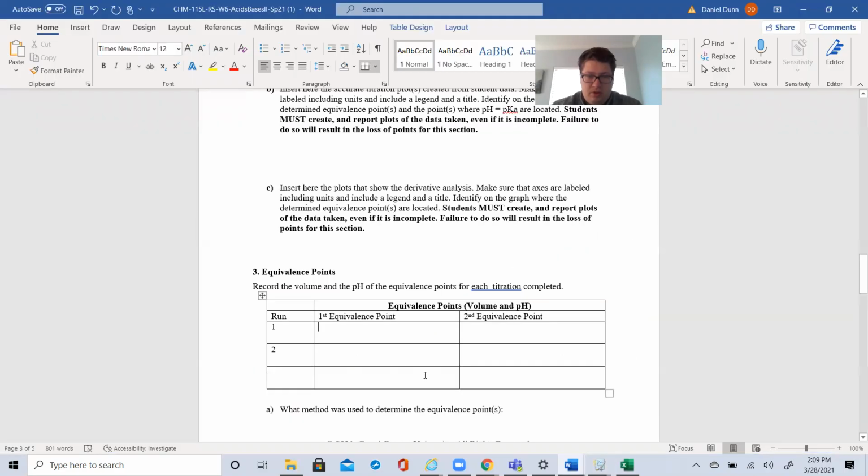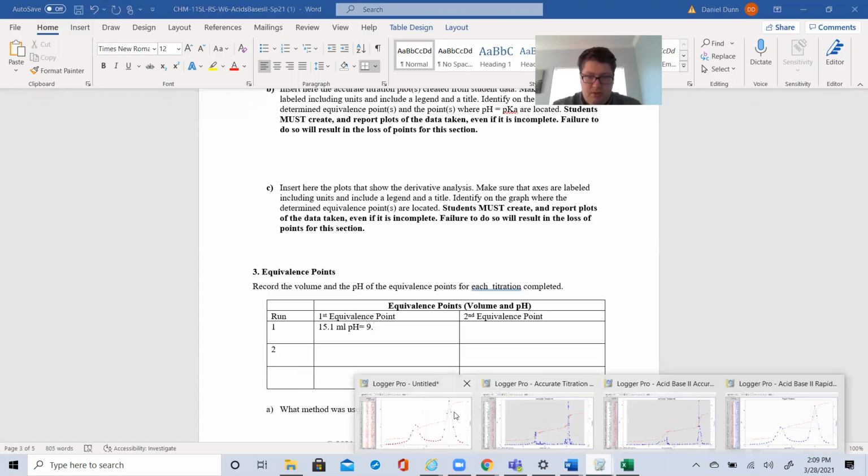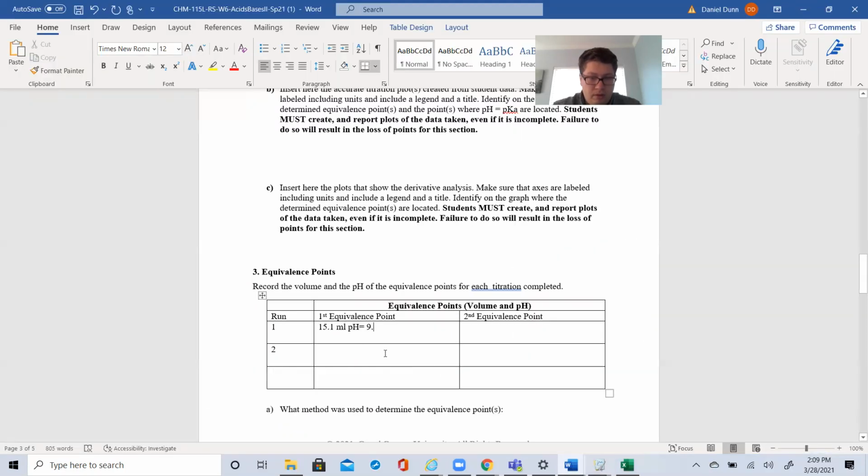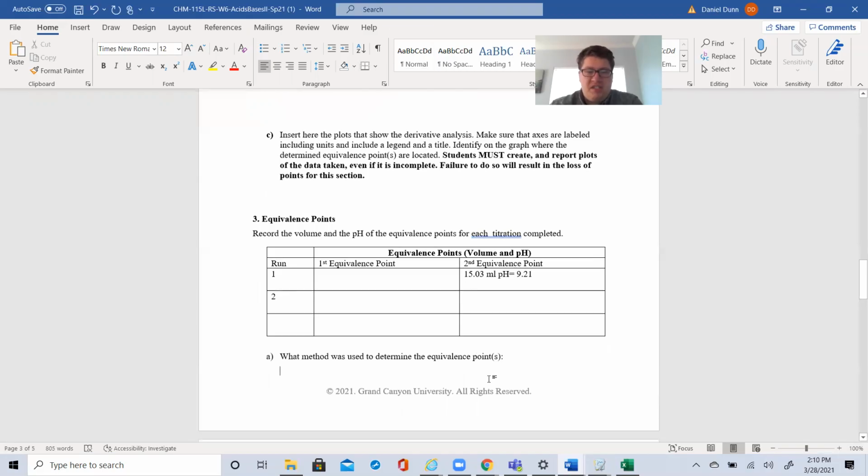So we're just going to type in 15.1 milliliters, and the pH was equal to 9.21. There you go. You're going to do that for both equivalence points. Technically, this one should be over here. My bad. There you go. Put that for both of those. Tell me what method you used. Was it graphical? Was it the derivative method?